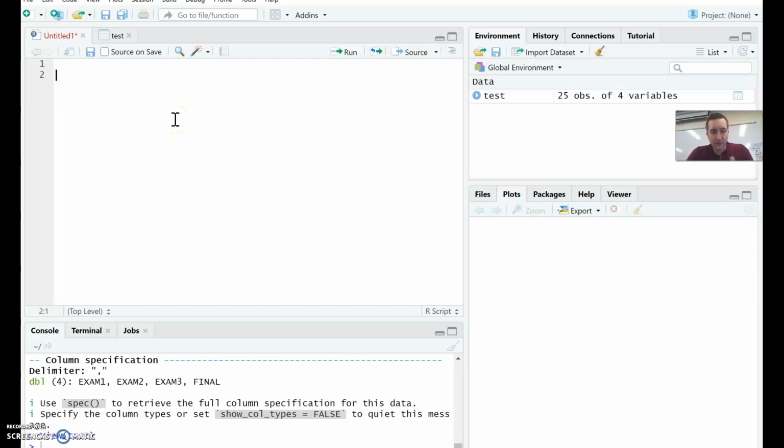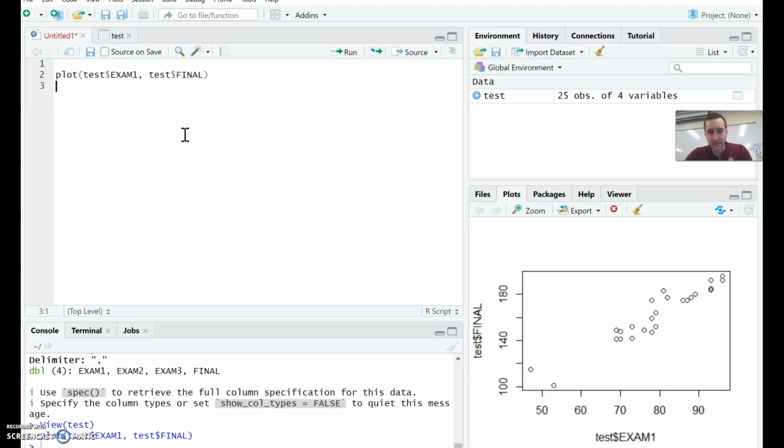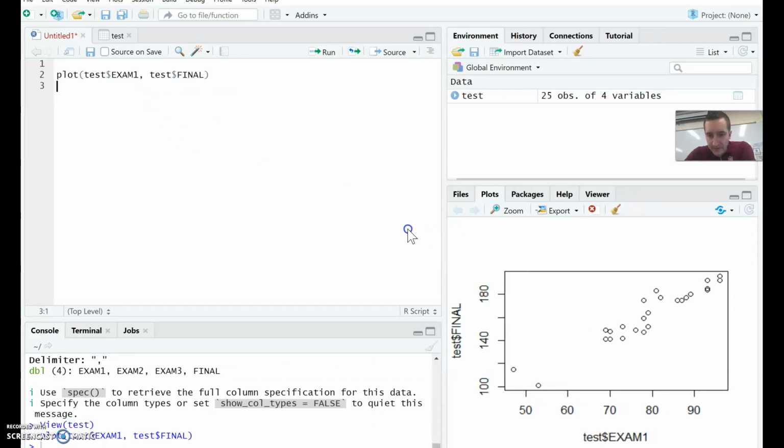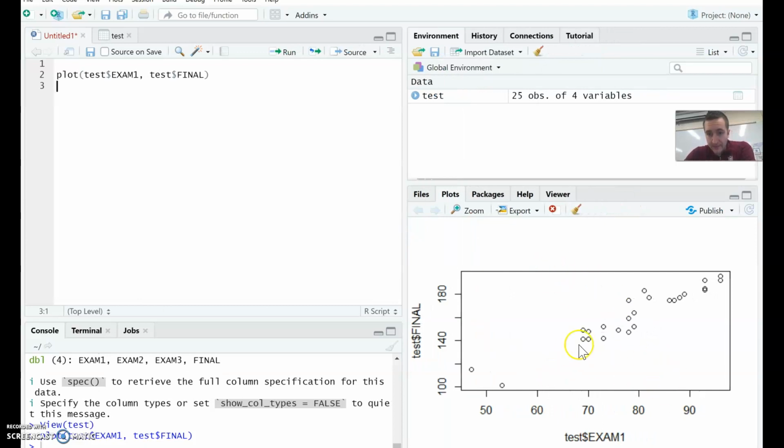So first thing we're going to do is make a scatter plot where we see if exam 1 is a good predictor of the final exam. So we run that, and you can see that's pretty good. Definitely a strong positive correlation. The higher you score in exam 1, the higher you're probably going to score on the final.